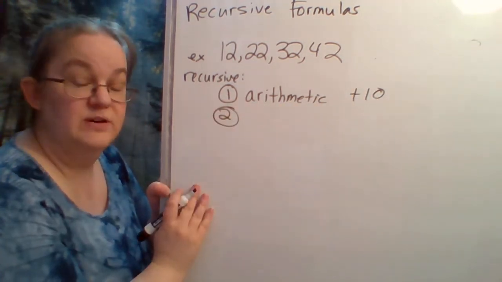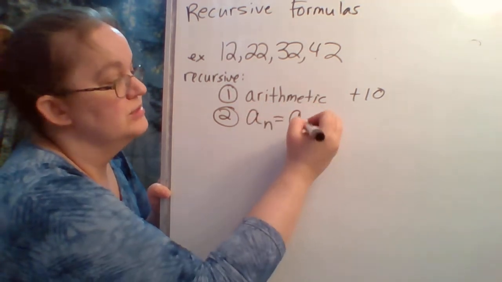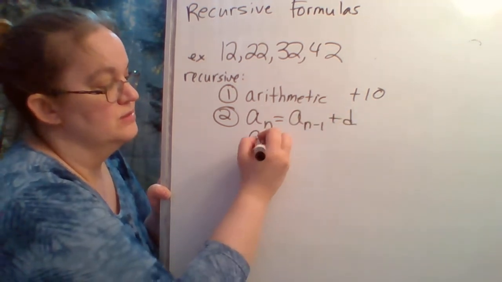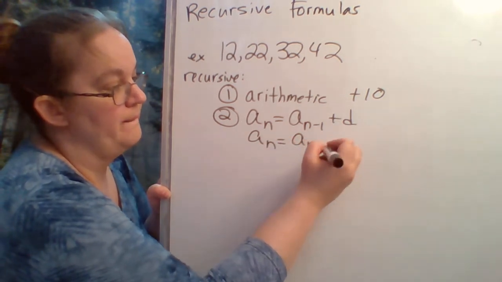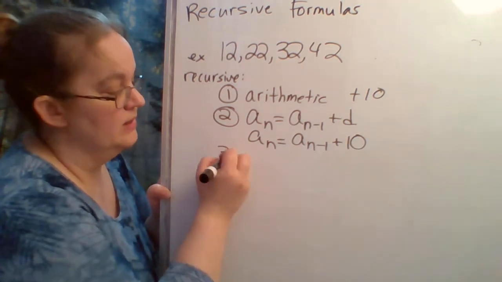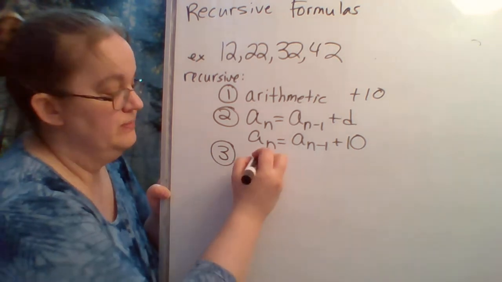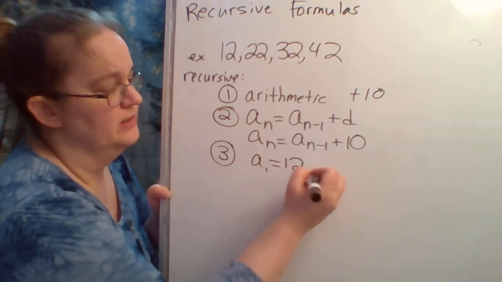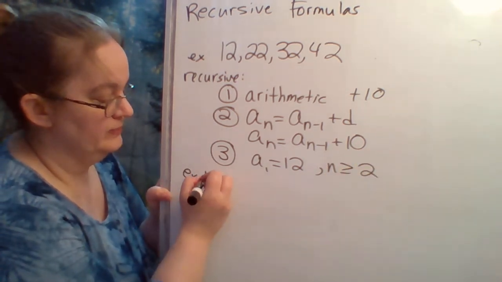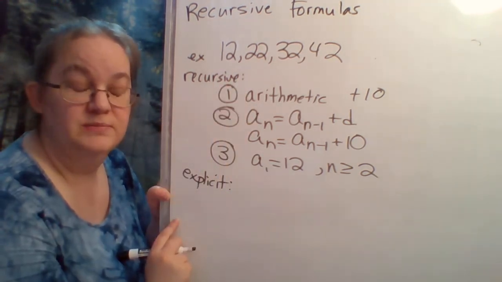So to write the recursive, I'm going to start by writing the formula. So the nth term equals the previous term plus the common difference. So that would be plus 10 for this problem. And then my final step is to actually go in and write the first term, which would be 12, and the domain. Okay. So let's look at explicit, because I have to write both for this particular sequence.